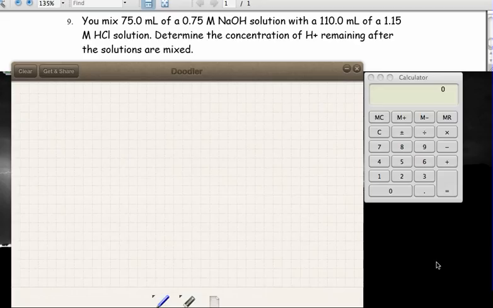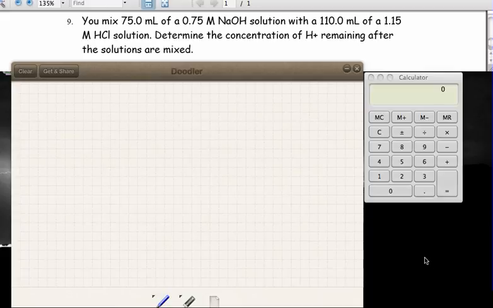Problem number 9. You mix 75 milliliters of a 0.75 molar sodium hydroxide solution with 110 milliliters of a 1.15 molar hydrochloric acid solution. Determine the concentration of H+ remaining after the solutions are mixed. This problem is very similar to the iced tea problem.